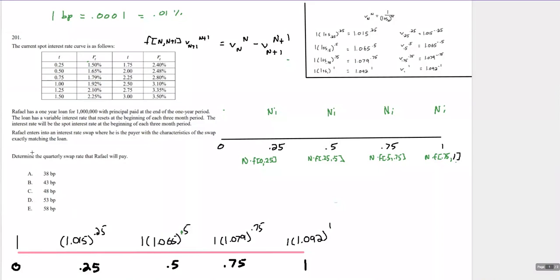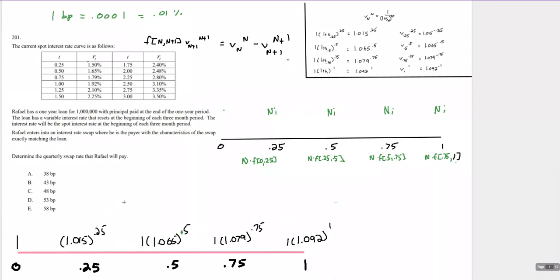All right, hello everyone. We've got this problem over here. The current spot rate curve is as follows. Raphael has a 1-year loan for $1 million with principal paid at the end of the 1-year period. The loan has a variable interest rate that resets at the beginning of each 3-month period. The interest rate will be the spot interest rate at the beginning of each 3-month period. Raphael enters into an interest rate swap where he is the payer with the characteristics of the swap exactly matching the loan. Determine the quarterly swap rate that Raphael will pay.